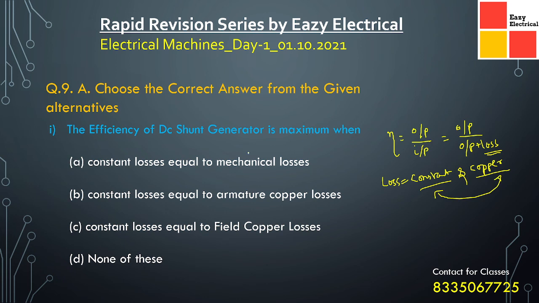So the maximum efficiency occurs when the constant losses become equal to the armature copper loss, because the field has very little current, and because of that the field copper losses are negligible, but the armature has a huge amount of current and the copper losses are quite significant.